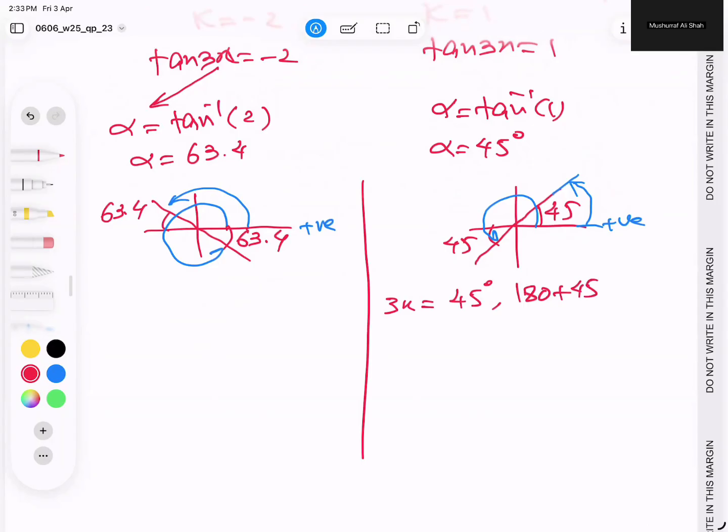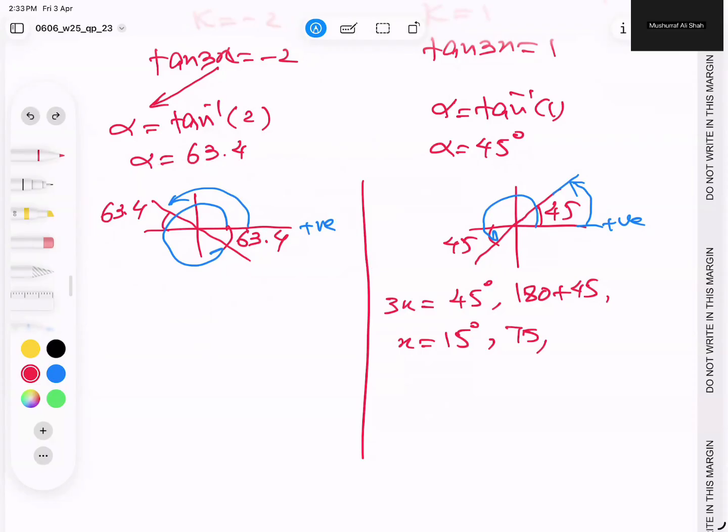So, this x divided, I get 15 degrees, and what is here? 180 plus 45 and divided by 3, I'm getting 75. Okay, now there is a risk of missing one answer. Wait a minute, let me complete it here.